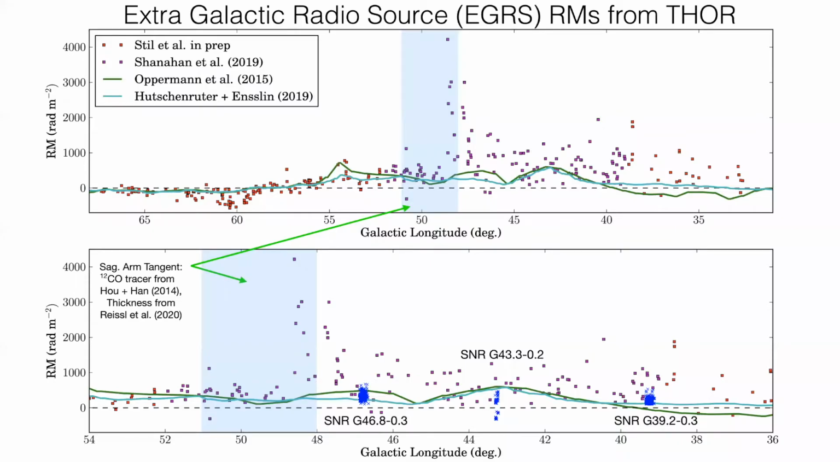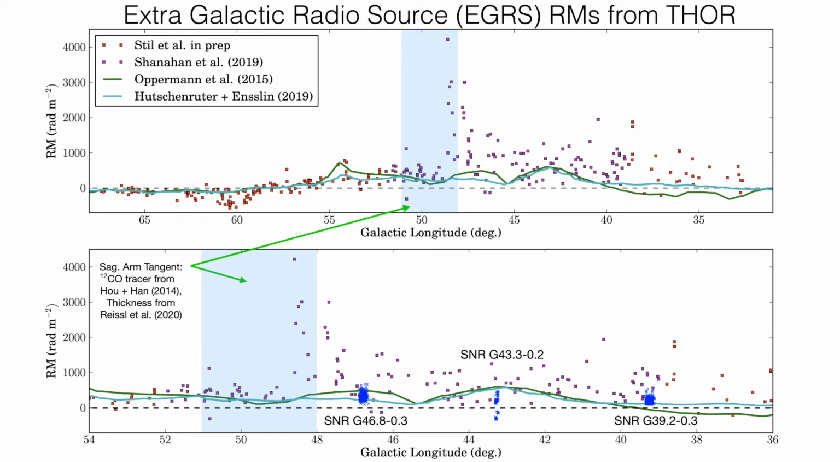Here I present the rotation measures for extragalactic radio sources observed from Thor. The full data set will be published in an upcoming paper, Still et al., and the green and cyan curves are rotation measure predictions through the plane of our galaxy from previous publications.